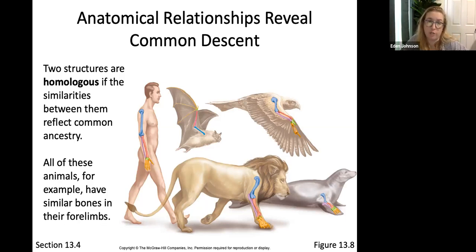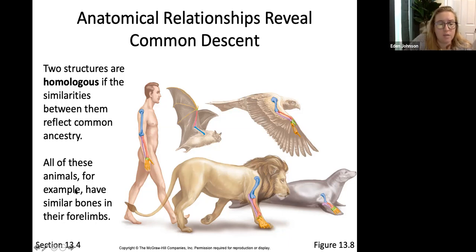All right, now we're going to talk about structures, anatomical structures. Anatomical relationships reveal common descent. So you have what are called homologous structures that reveal similarities between organisms that are not necessarily closely related, but they do share a common ancestry.